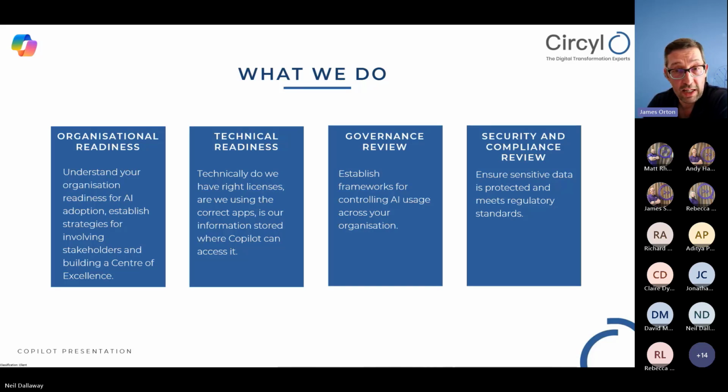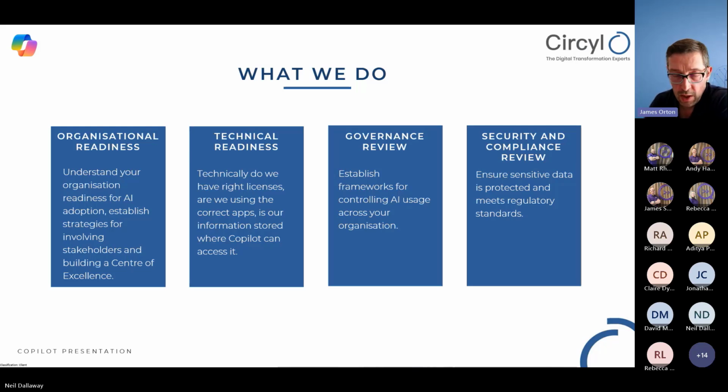Obviously, the technical readiness phase, as we highlighted, is to make sure that your environment is ready for people to use Copilot and that people are going to be able to find the information pertinent to what they need to do. Then we're looking at governance, establishing frameworks for controlling how AI is used in your organization. And then security and compliance, looking at the things inside your environment and your licensing which are going to help us control sensitive information, how it's shared, and ensure that we meet those regulatory standards.